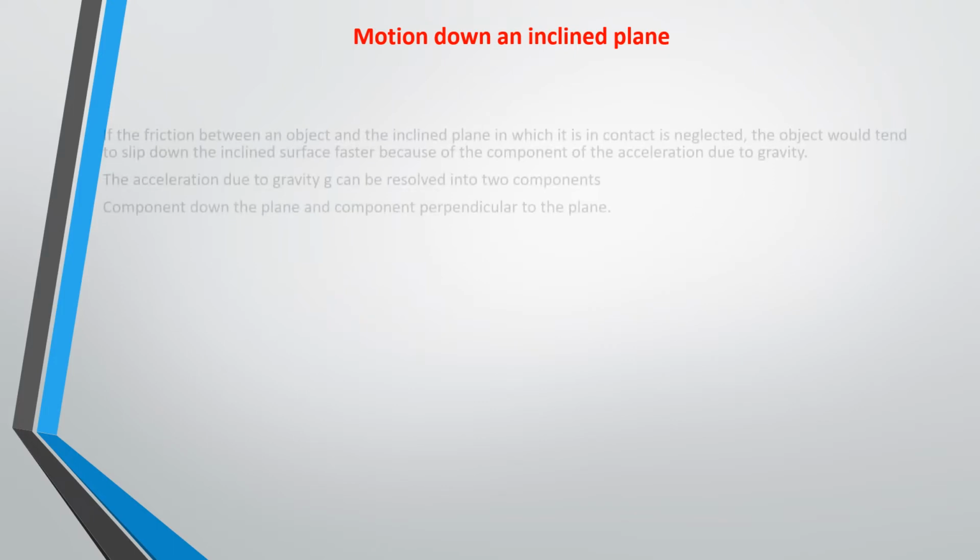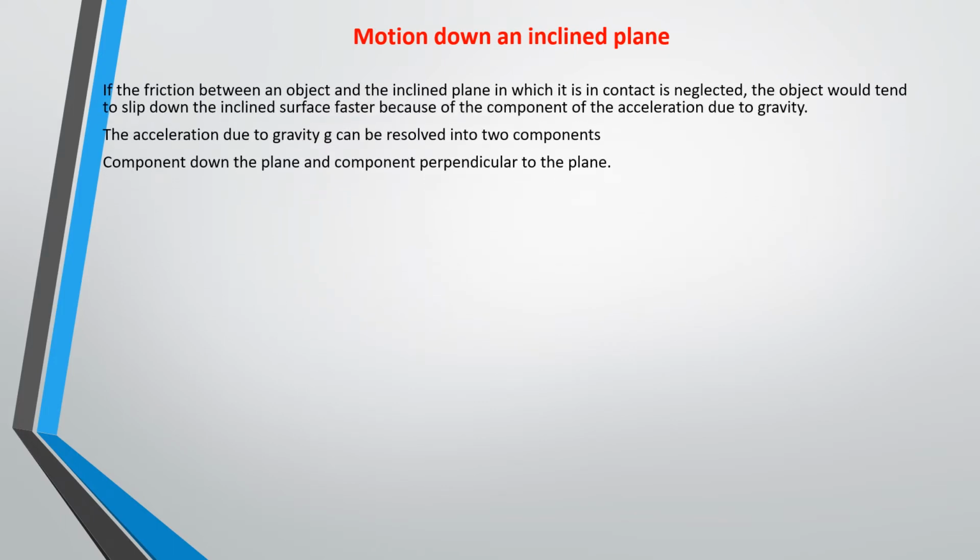Motion down an inclined plane. That's what we're looking at. If the friction between an object and the inclined plane with which it is in contact is neglected, the object will tend to slip down the inclined surface faster because of the component of the acceleration due to gravity. We have discussed inclined planes when we discussed friction.